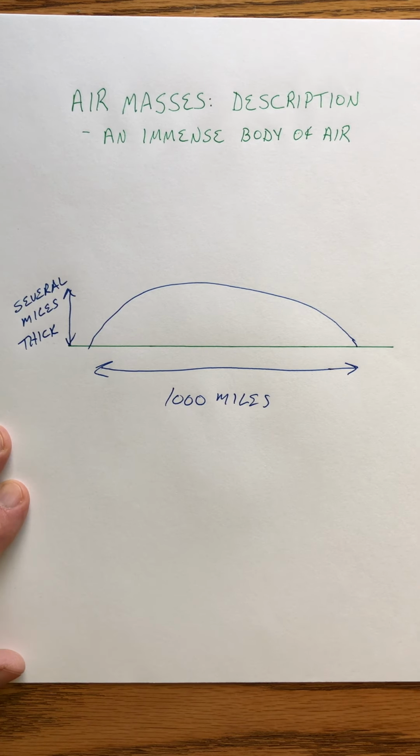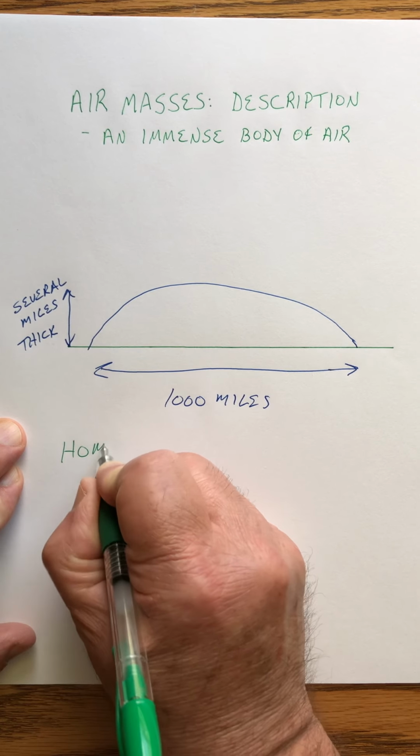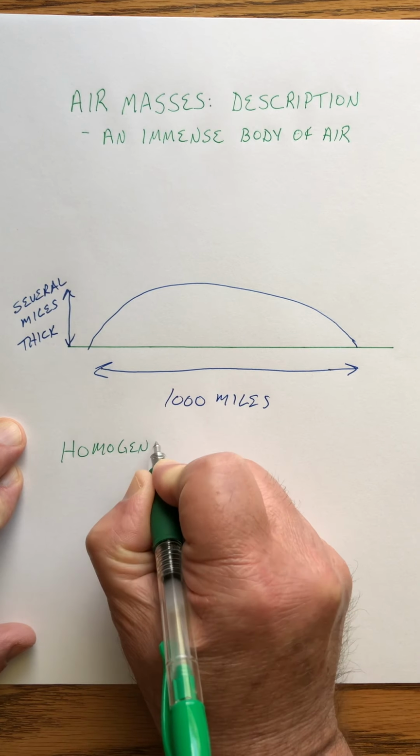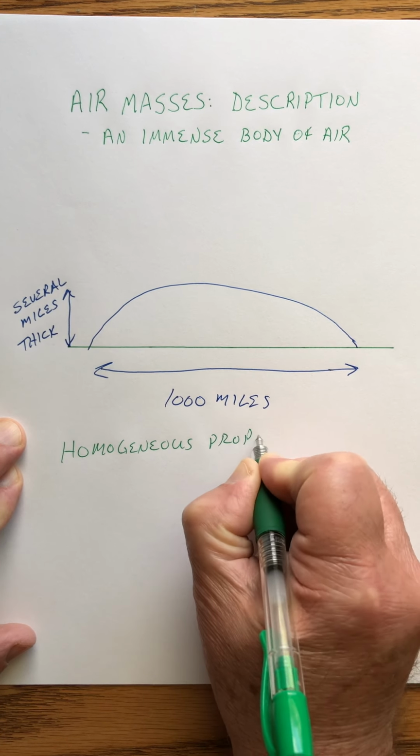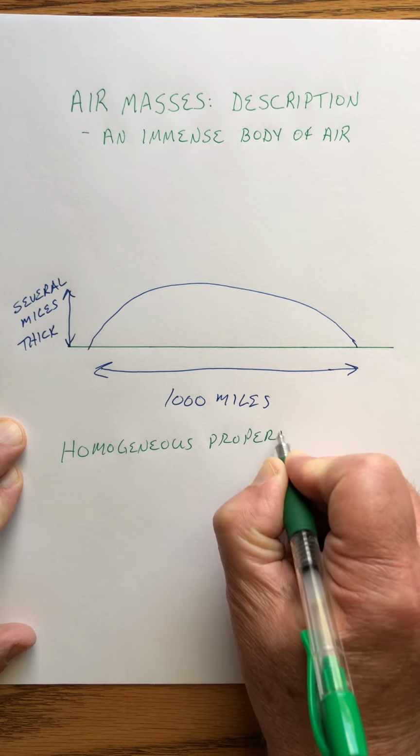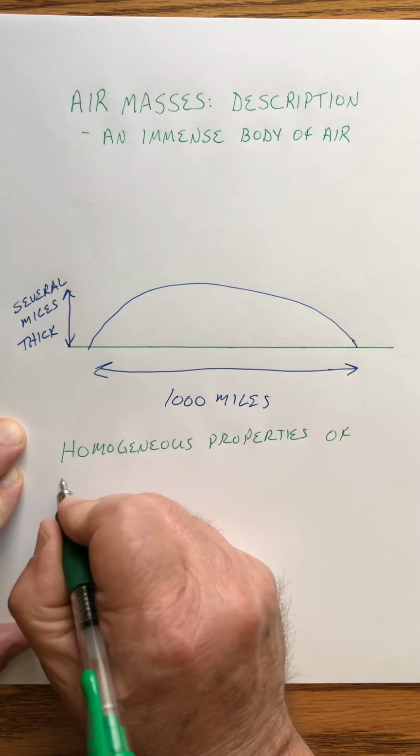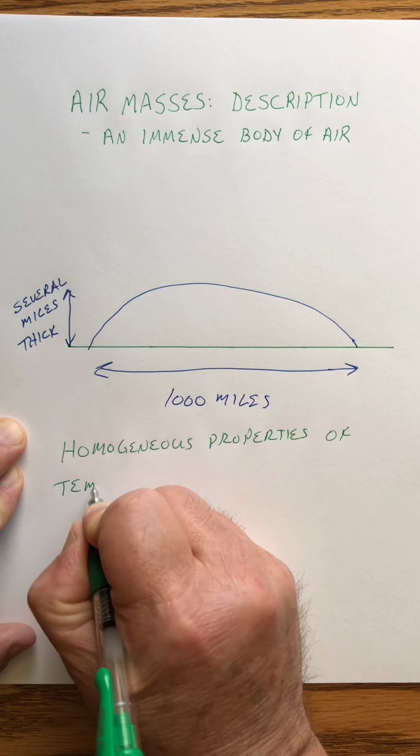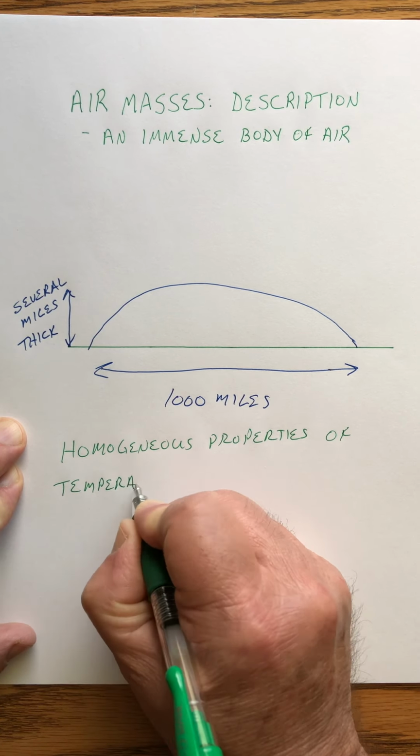Okay, but the most important thing about an air mass is that it's got homogeneous properties of temperature and moisture. So we'll make two categories here, temperature and moisture.